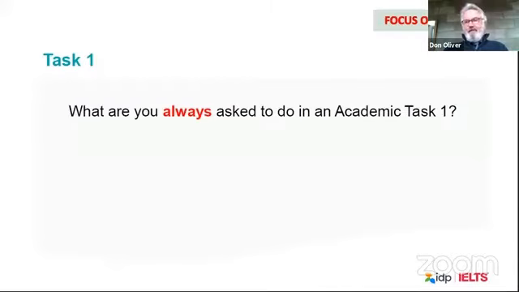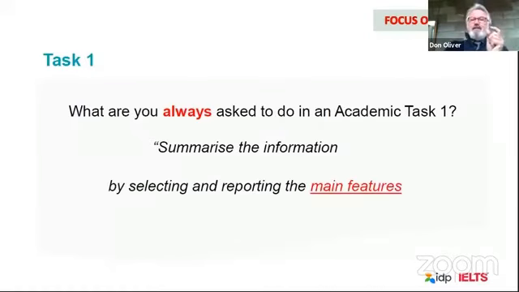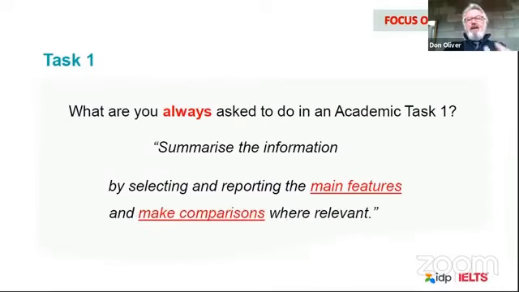What does that mean? Well, we give you some advice. We are always telling you at the beginning of an academic task 1 to do these things, to summarize the information. Now, when you summarize information, that means you don't give every piece of information. You take the most important elements. You select the main features and you make comparisons. We call this an overview in task 1.